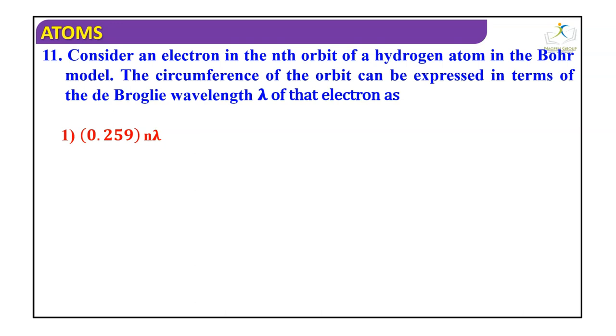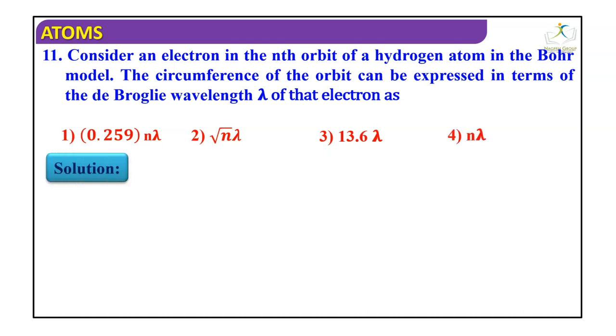Consider an electron in the nth orbit of a hydrogen atom in Bohr's model. The circumference of the orbit can be expressed in terms of the de Broglie wavelength lambda of that electron as: first, 0.29259 times n lambda; second, root of n lambda; third, 13.6 lambda; and fourth, n lambda.